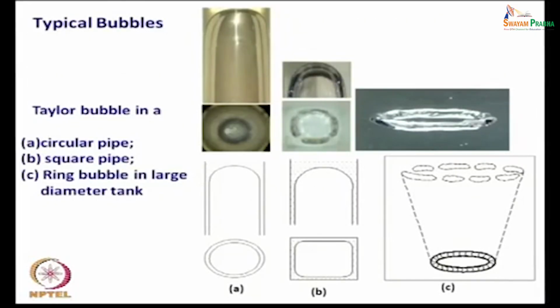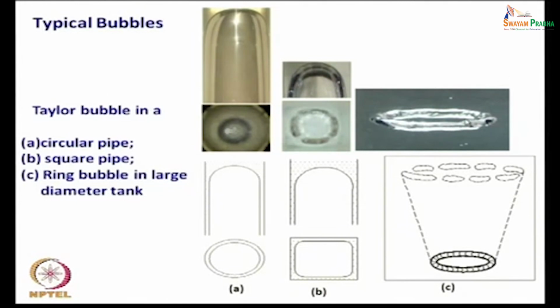Now, we find that whenever one particular volume of gas is introduced in a stationary column of liquid, usually it rises up as a single elongated bullet shaped Taylor bubble, which we have already studied in slug flow. Now, interestingly, when such an air volume is introduced inside, say, an infinite medium, that means a very large tank, it does not form Taylor bubbles, it forms ring bubbles, something of this sort.